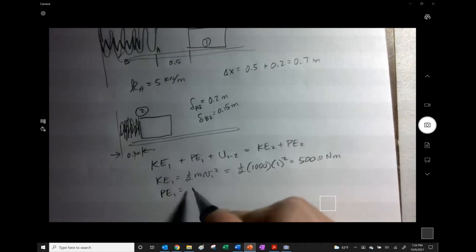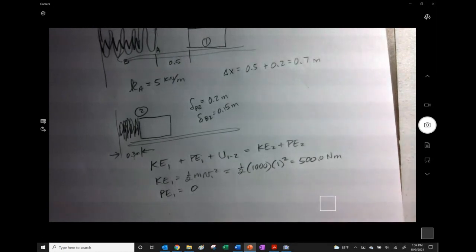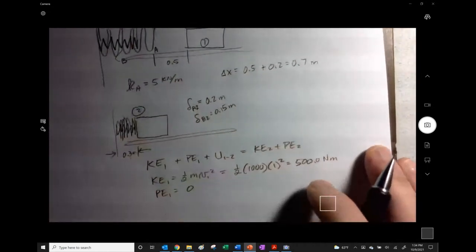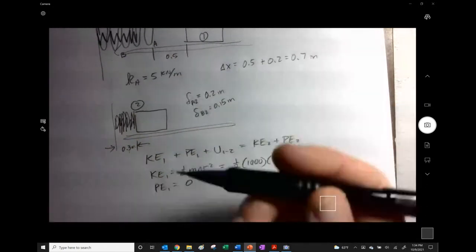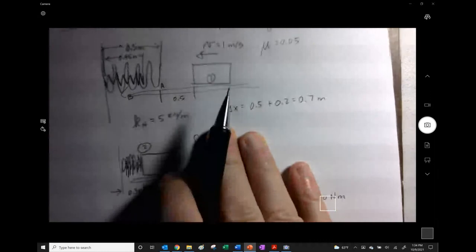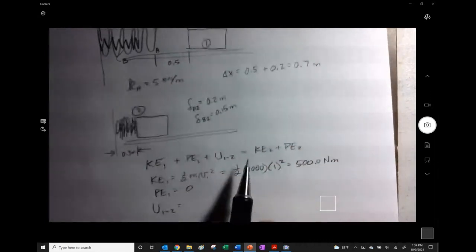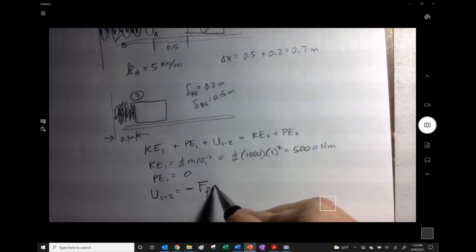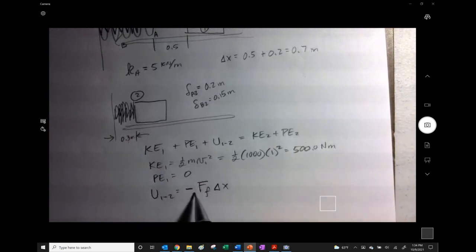PE1 is 0. There's no potential energy at the first state. These springs aren't preloaded or anything, so we're okay there. And it's not going to change in vertical position. The only thing that's taking place externally is going to be friction. This thing is going to be slowed down. Friction is going to rob energy from this thing. So we're going to say minus the friction force times the total distance it moves.